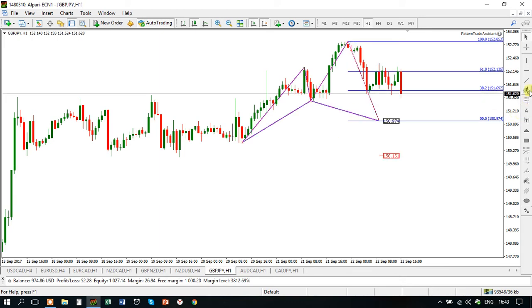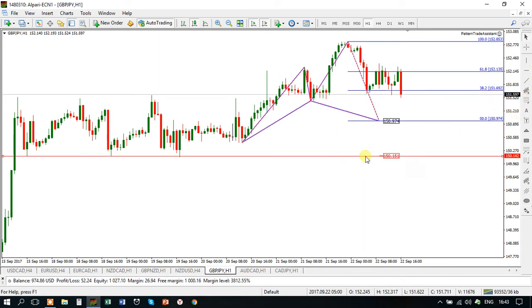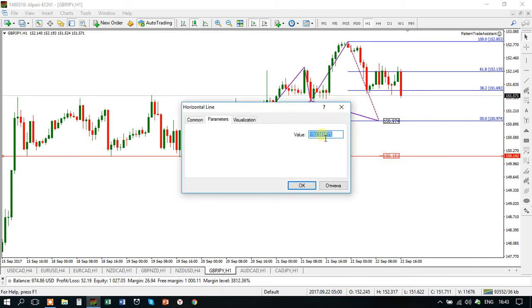Okay, here is the trade. I am to set the stop loss to calculate the money management. 15.1.